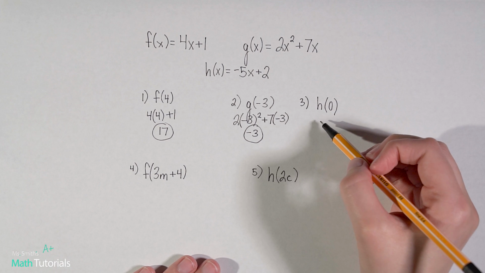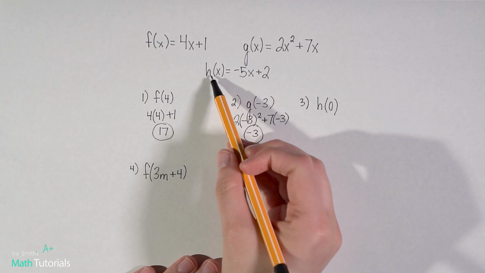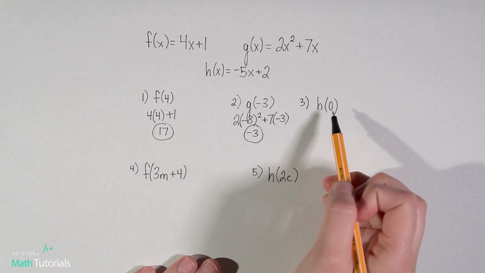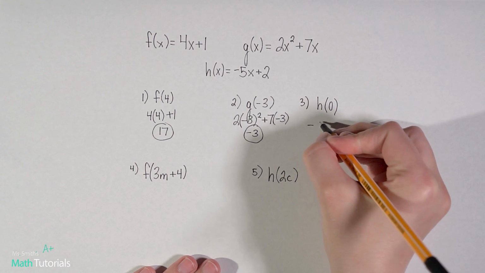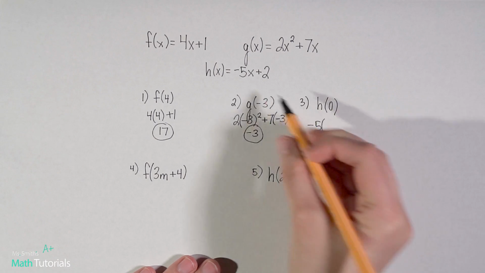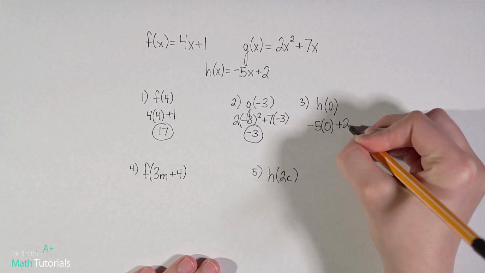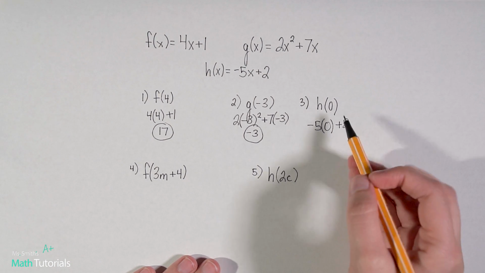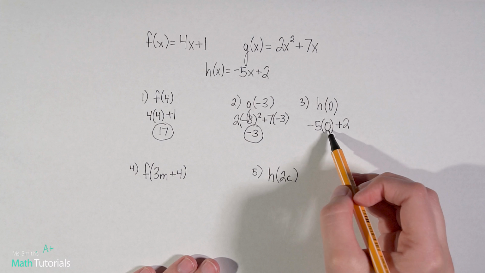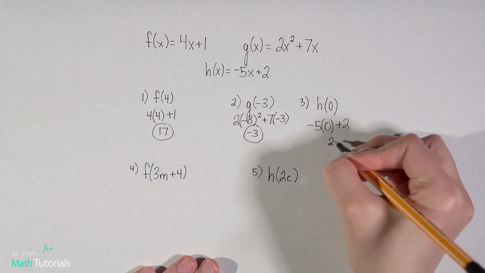All right, for h of 0. So I'm going to be using my h equation now, and everywhere I see an x, I'm going to put a 0. So I'm going to use this negative 5 times x, but it's not x, now it's 0, plus 2. So I could put this one straight in the calculator, or I could just walk through it. Negative 5 times 0 is 0. 0 plus 2 is 2.